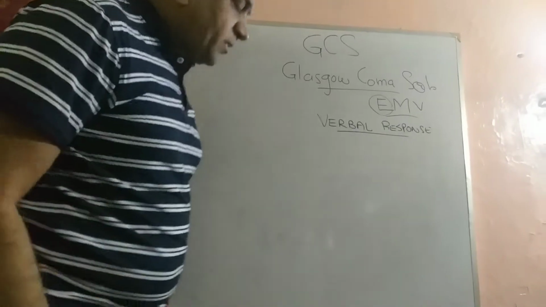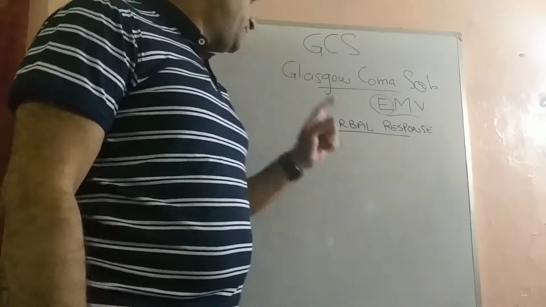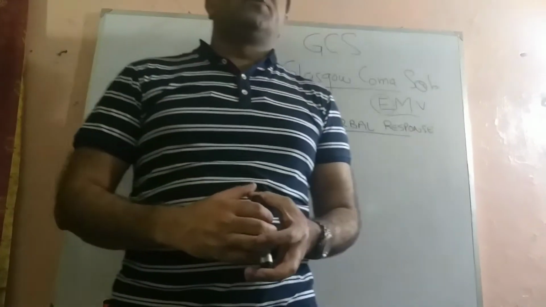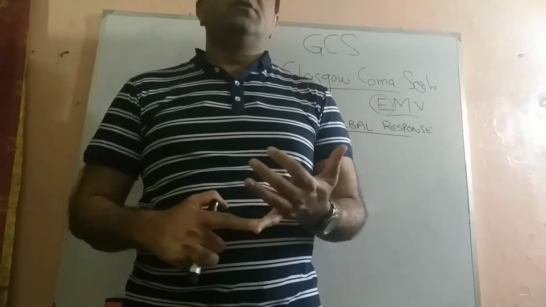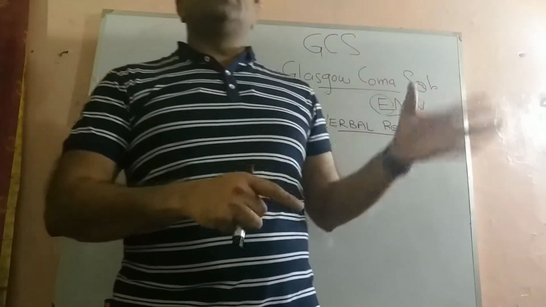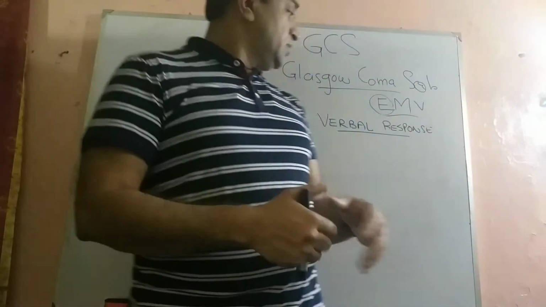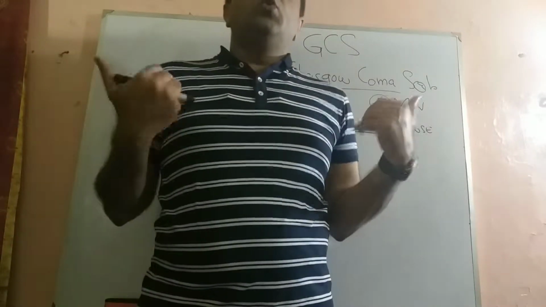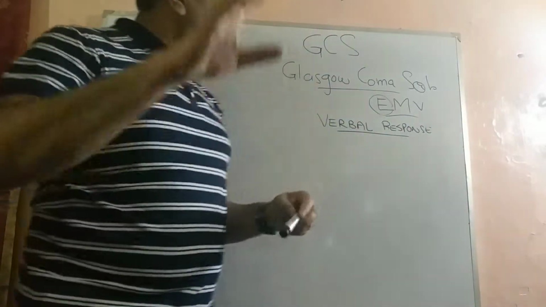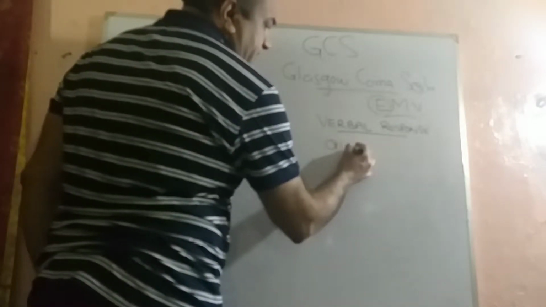Verbal response is given a maximum of 5 and a minimum of 1. A maximum of 5 is when you talk to the patient and ask, what's your name, where did you come from, what is this place, can you look out and tell whether it's daytime or nighttime, who's standing by your side, who am I. If the patient is oriented in time, place and person, you give the maximum marks. An oriented patient is given 5 marks.